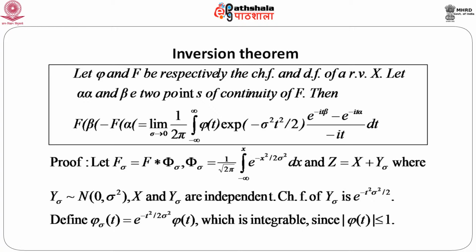Let us define one function, small phi sigma t, equals e to the power minus t square by 2 sigma square into phi t. It is easily seen that this is integrable, because mod of phi t is always less than or equal to 1, as we have seen in the last few classes. So, we are basically assuming some of these things here to prove this inversion theorem.